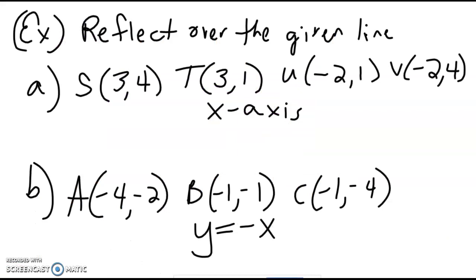After you get that table in your notes, then I need you to put these two problems in your notes, and you're going to have them ready to go by tomorrow. Using that table, you want to reflect points S, T, U, and V over the x-axis. So what would S prime, T prime, U prime, and V prime be in terms of ordered pairs or location? And then part B, you're going to reflect points A, B, and C over the line y equals negative x using the chart that you just put in your notes. What would A prime's coordinates be? What would B prime's coordinates be? And what would C prime's coordinates be? So have those ready to go for tomorrow.